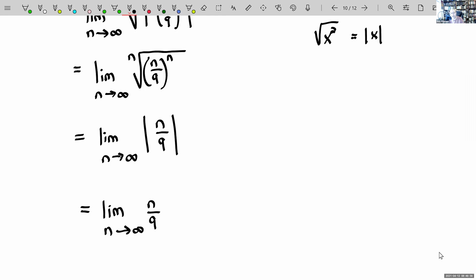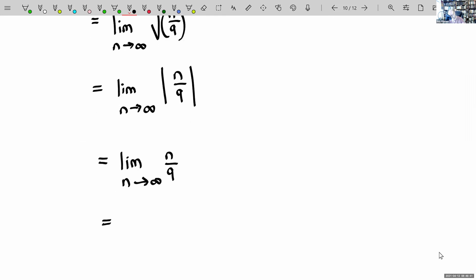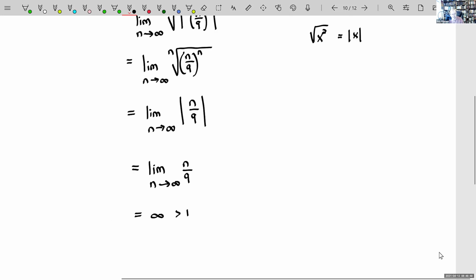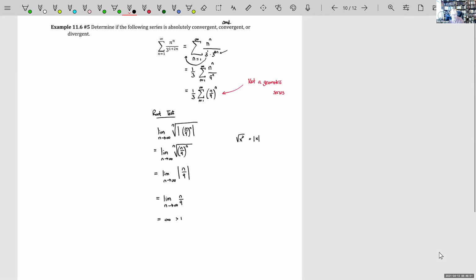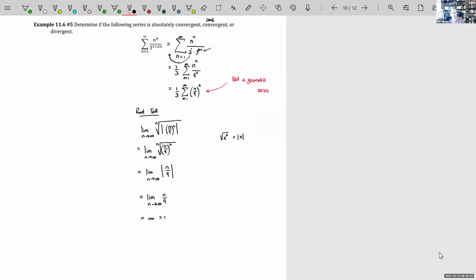And notice what this tends to. Something greater than 1. That's all I care about. Something greater than 1, which means by the root test, not the ratio test, sorry about that. By the root test, this original series is divergent, because the limit is greater than 1. So really a very nice test to use.